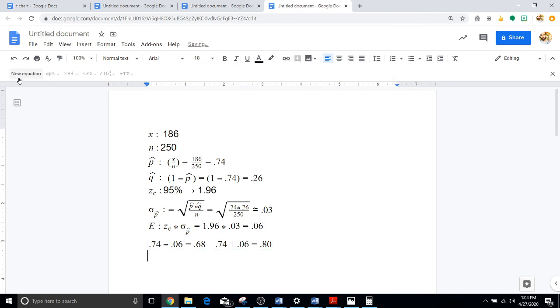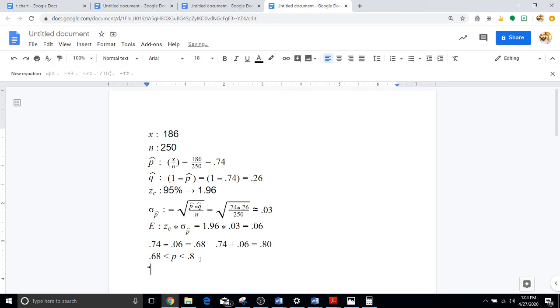Let's write it out mathematically. So our low value, 0.68, is less than our p, which is less than 0.8. In other words, our population proportion is going to be between 0.68 and 0.8.